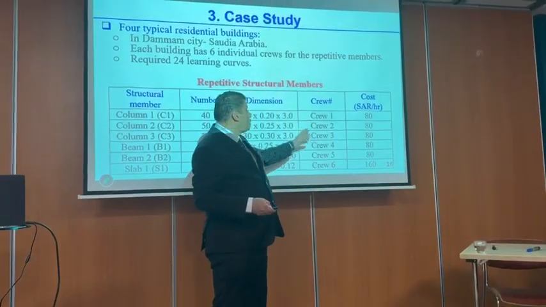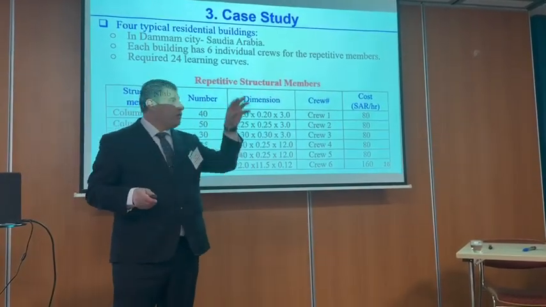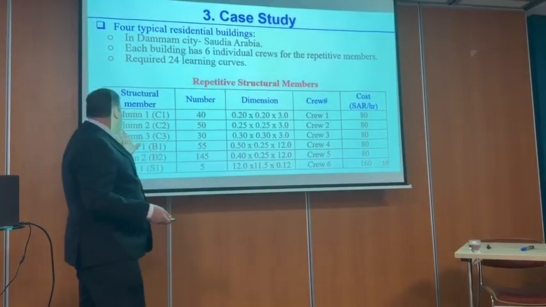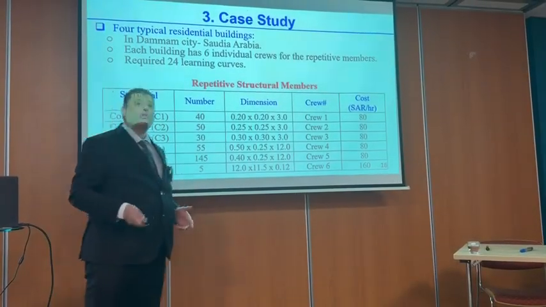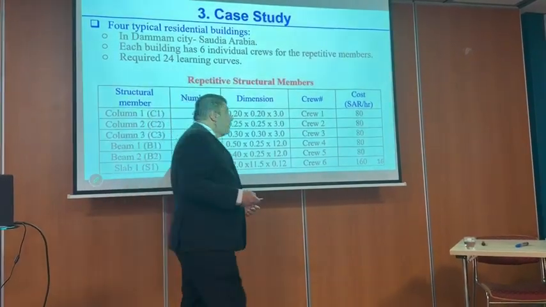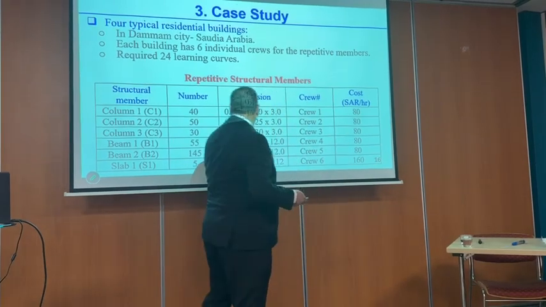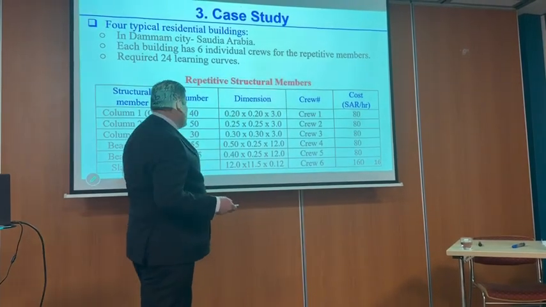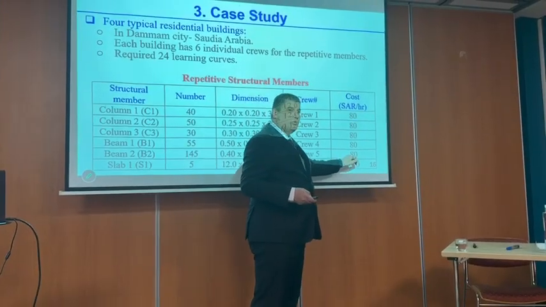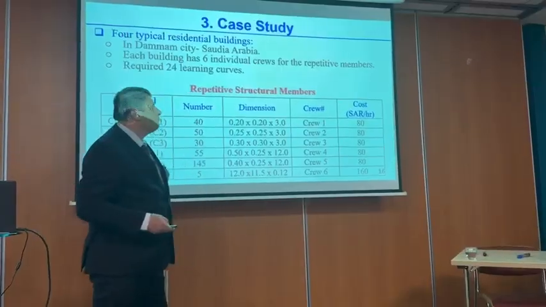For each one of them, there is an individual crew. They are going to work on the same activity. So we have 4 buildings and 6 structural members, so I have to develop 24 learning curves. The cost here, I'm talking about the crews. For column 1 to beam 2, it's around 80 riyal per hour, so around $20. And here 164.